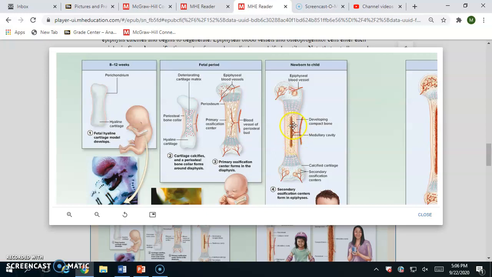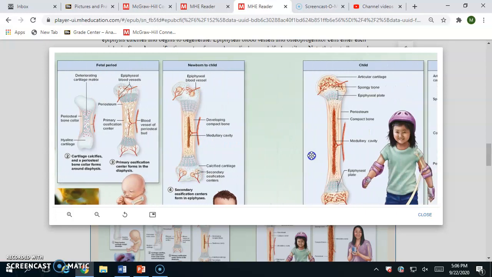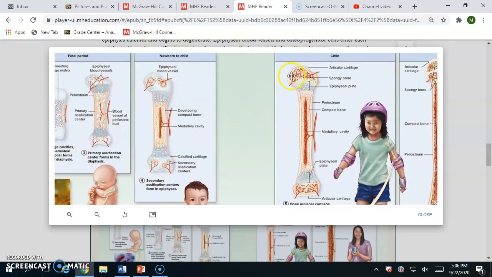The first was the primary ossification center. So we'll get these little secondary ossification centers, and again they'll continue to form bone, and it'll spread out and change almost all of the epiphyses to bone tissue, and it'll do the same down here. Then as we become a child, we will have bone tissue in the epiphyses as well as along the diaphysis.